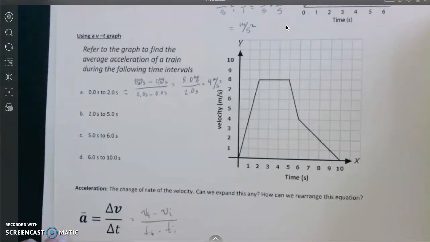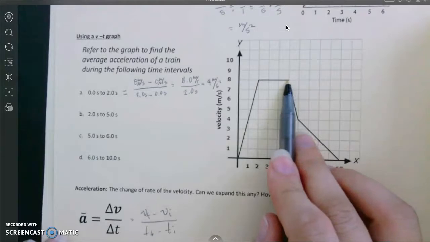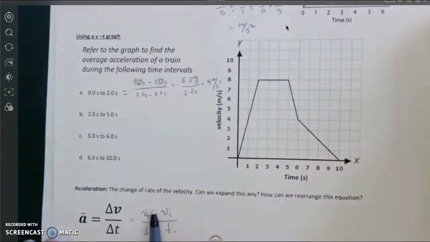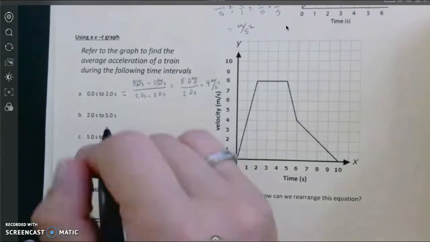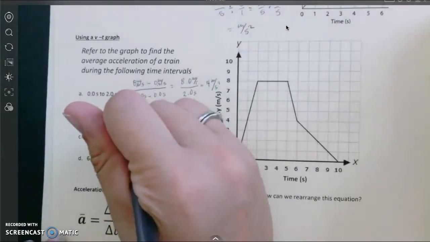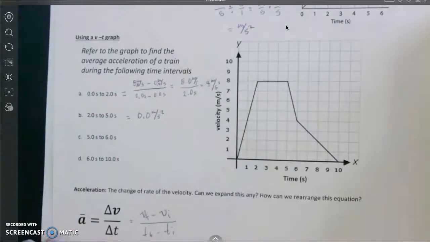And now we need the slope of the line from 2 to 5 seconds. Well, we see we don't have any change in velocity, right? Our velocity final is 8 meters per second minus our velocity initial, which is 8 meters per second. So on top of my fraction here, I have 0 meters per second. And so then we're going to have 5 minus 2, so 0 divided by 3 seconds. So it's still 0. So our acceleration here is 0 meters per second squared.